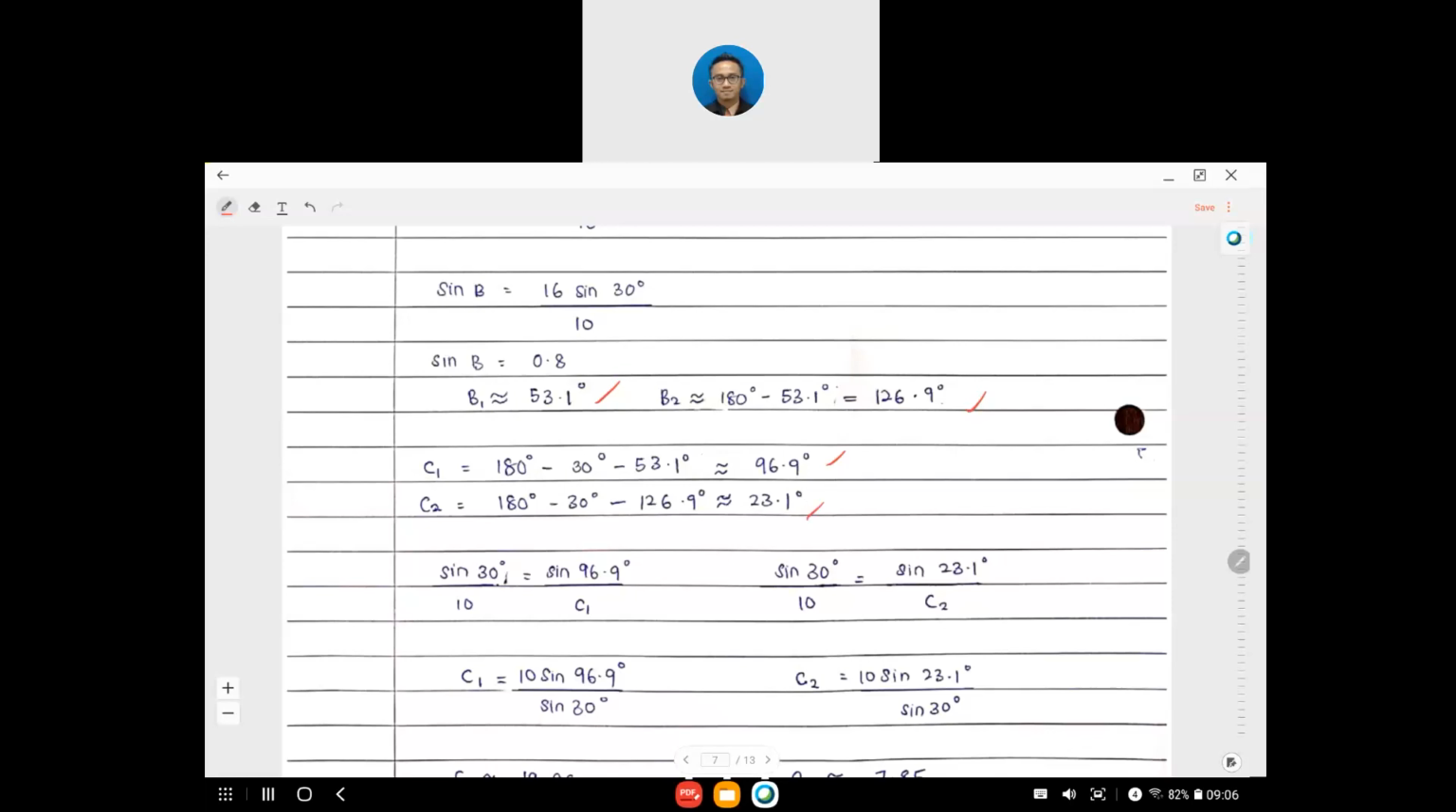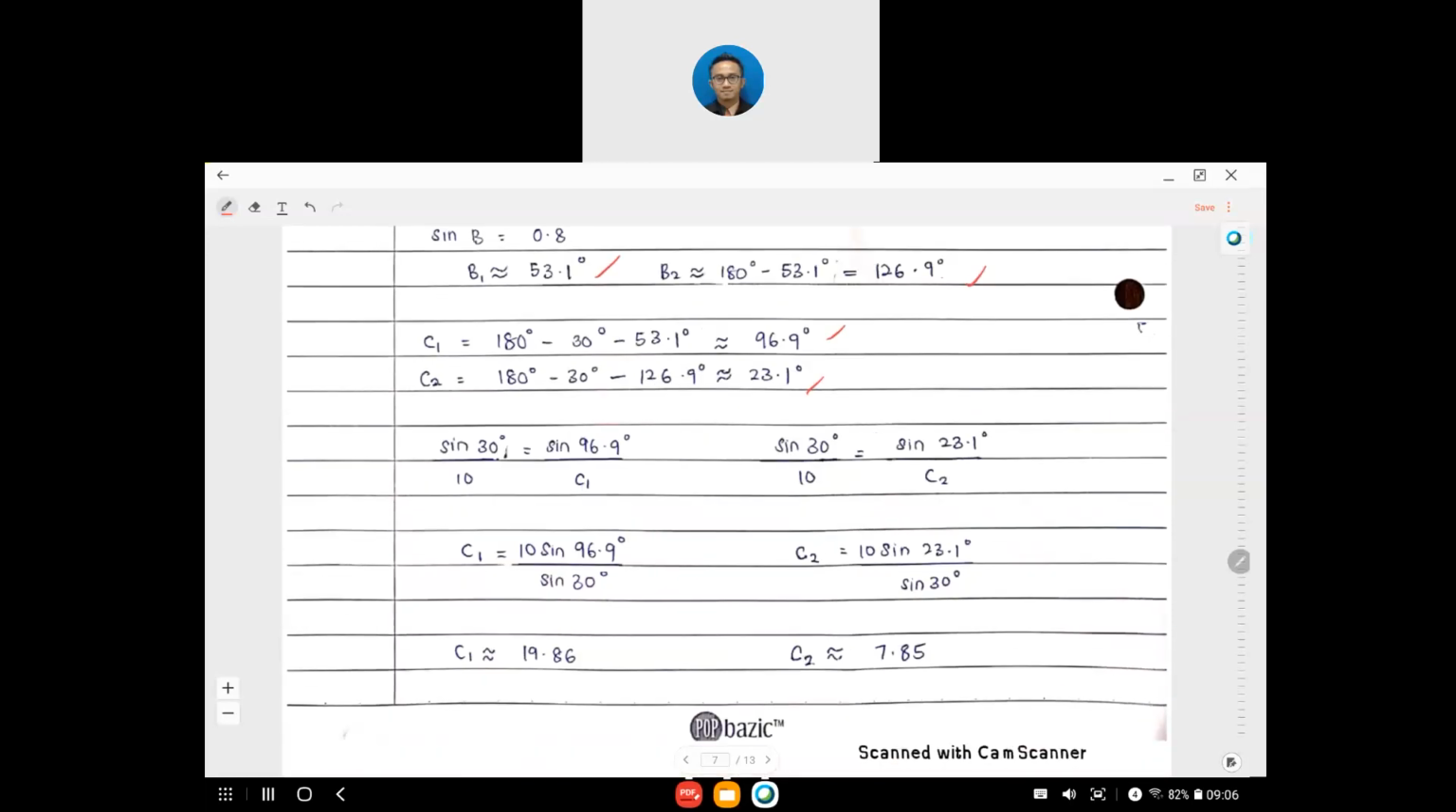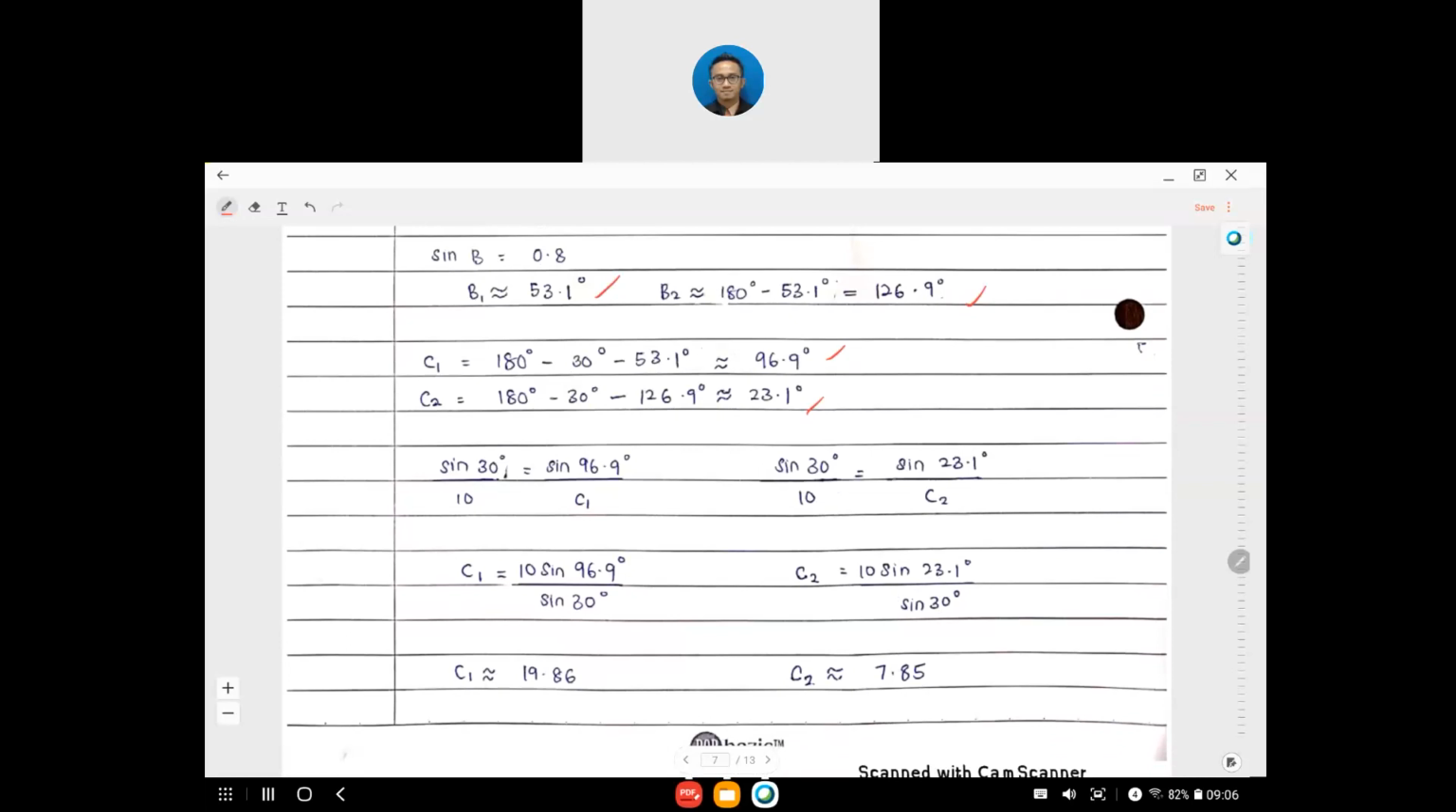Okay. And then you can find the length. Length for C1 equal to 19.86 and length for C2 equal to 7.85. Okay, that one for question number 8. Next, looks on question number 9.